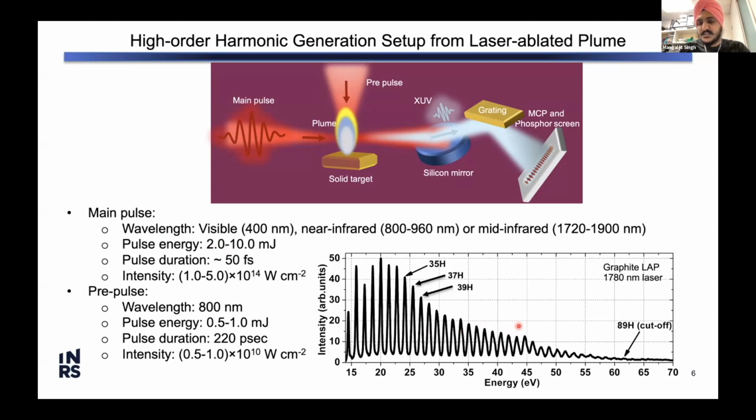And here is the typical high-order harmonic spectrum that we observe from, for example, a graphite laser-ablated plume, which is driven with a 1700 to 1800 nanometer laser. And in this case, we have the cutoff, which is the maximum harmonic order. In this case, at the given laser conditions, it is about the 89th harmonic order.